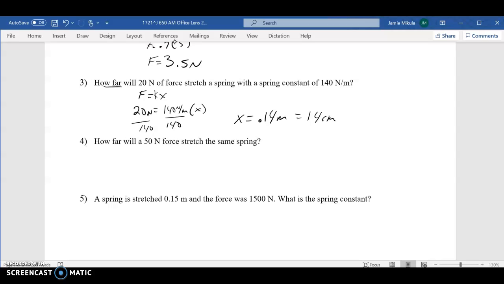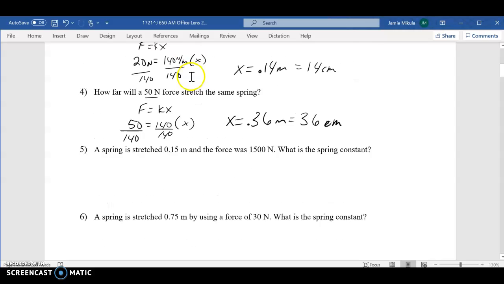How far will a 50 newton force, same spring, so we're going to use the same spring constant, F equals Kx. 50 newtons equals 140 x. Divide 140 by both sides. 50 divided by 140 is 0.36. So that's about 36 centimeters.